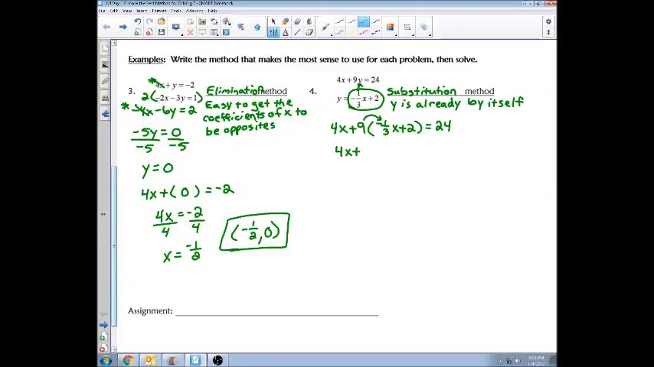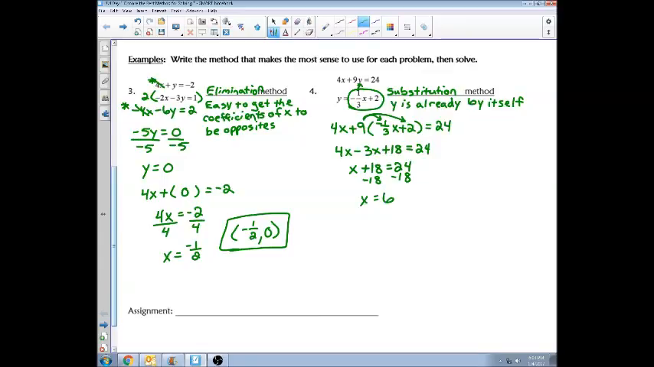9 times negative 1/3. That would mean I have 9 times negative 1, which is negative 9 over 3, which would actually get me a negative 3x. 9 times positive 2 would be positive 18 is equal to 24. 4x minus 3x would get me x plus 18 is equal to 24. Subtract 18. X equals 6.